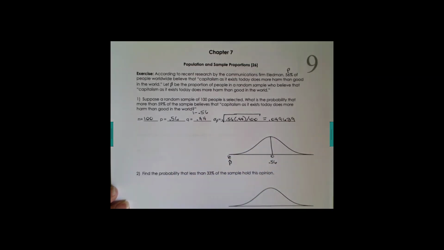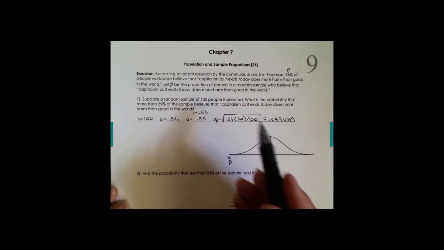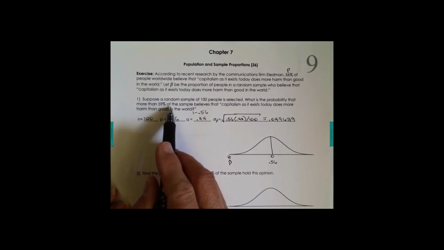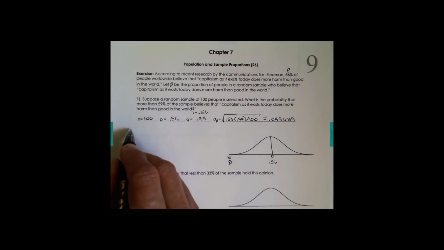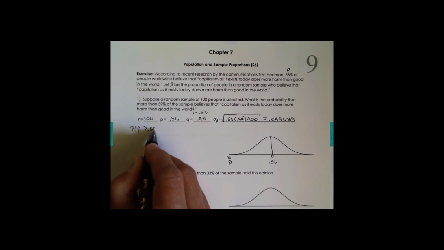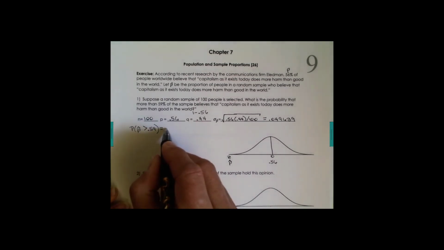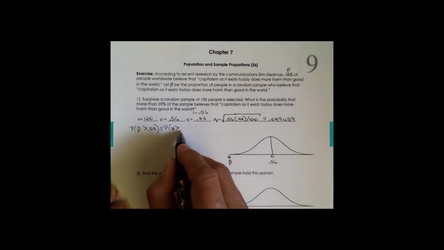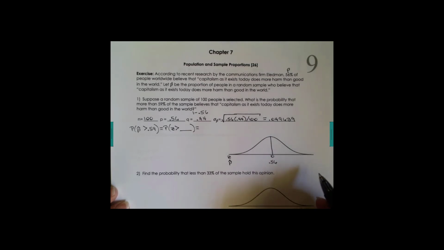We're ready to go. What did they ask? They want to know the probability that more than 59% believe that capitalism as it exists today does more harm than good. In other words, they want to know the probability that the sample proportion is greater than 0.59. Now, you're going to have to start writing these statements for yourself. That's why I did it for you. And then I'm going to go further and say, okay, that's the same as the probability that z is greater than a certain number. I don't know the z yet, right?